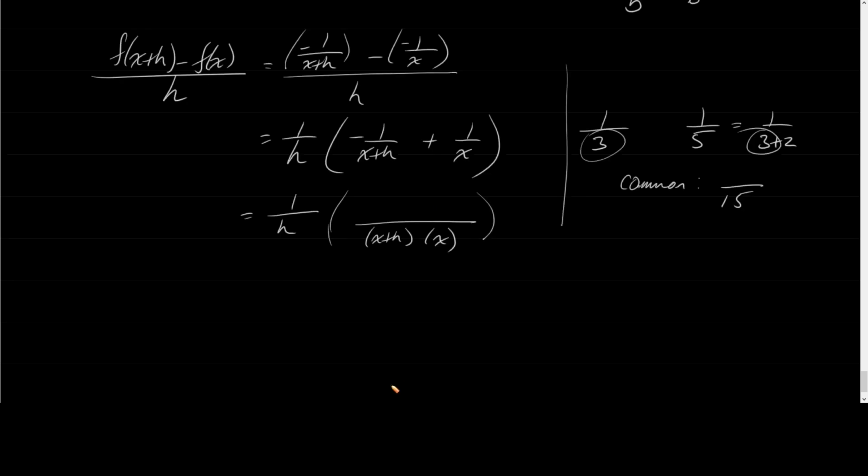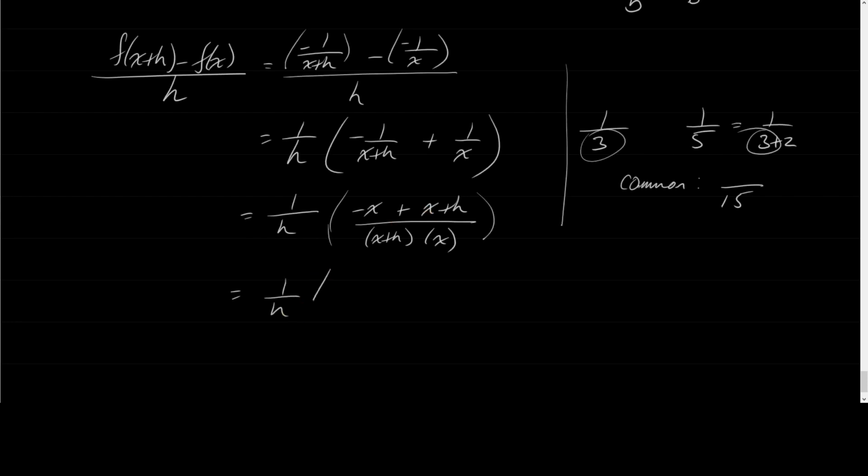And then, well, when we have a common denominator, we must change the numerators. This one, to go from x plus h to this denominator, we have to multiply by x. So I'm going to multiply the numerator, which is negative 1, by x. So I have negative x. Plus, similarly, to go from x to this, I have to multiply by x plus h. So multiply this numerator by x plus h. At that point, you see that the negative x and the x cancel each other out.